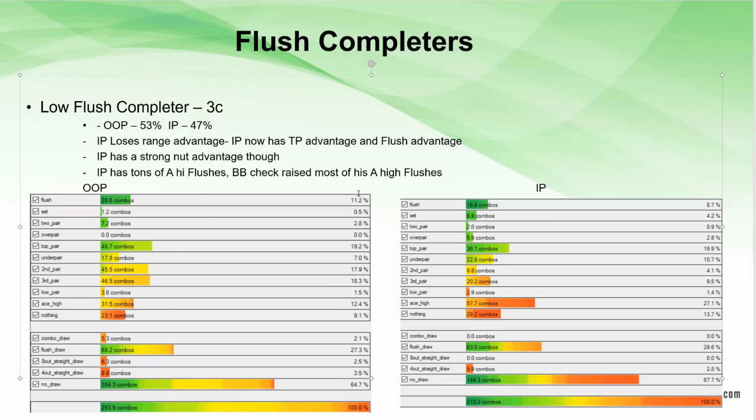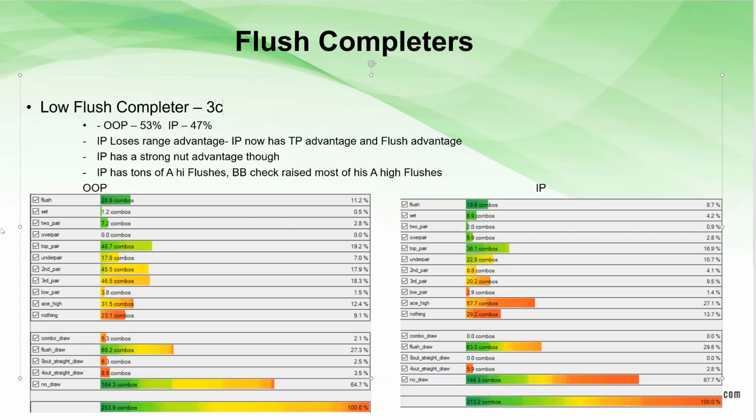So all the pair ranges stay the same. Basically, out of position's top pair went from 10% to 20%. The big thing that changed here is the flushes. Out of position has 11% flushes now. In position has 9% though. So that's a key thing.